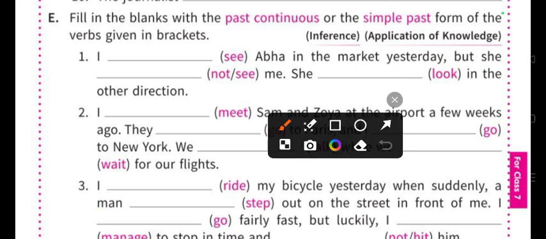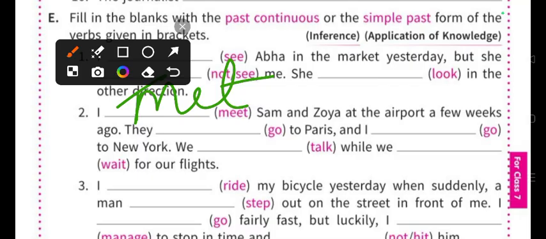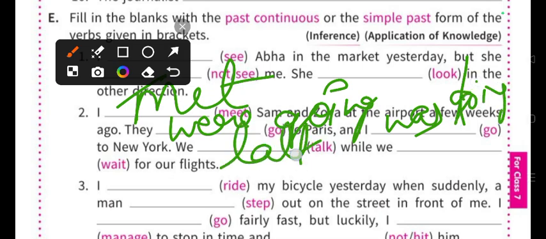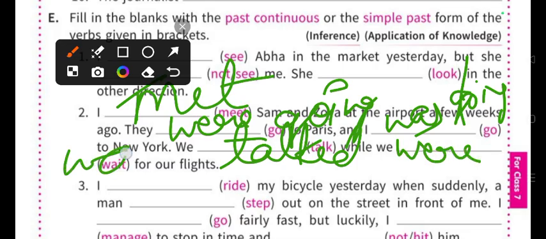Next one, I met Sam and Zoya at the airport a few weeks ago. They were going to Paris and I was going to New York. We talked while we were waiting for our flights.